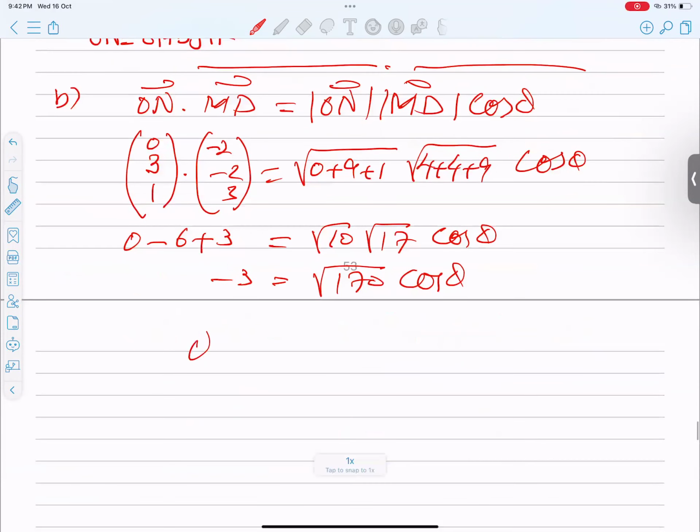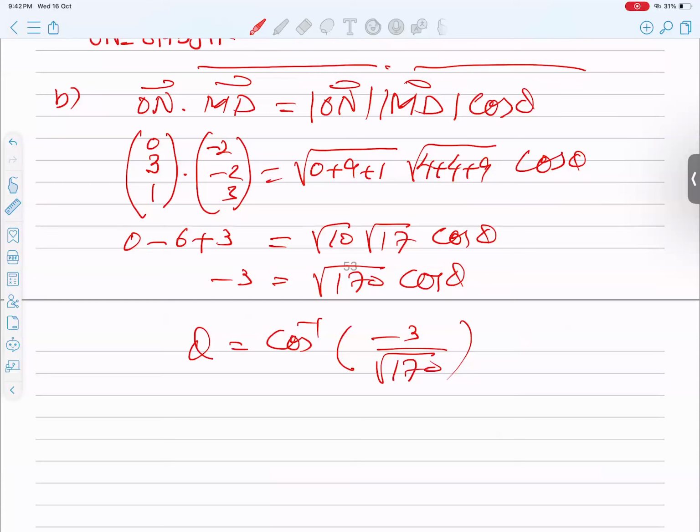Theta is equal to cos inverse. So this becomes -3 over root 170. When I take the cos inverse of -3 divided by root 170, the answer turns out to be 103.3 degrees, because we always write one decimal place. So I hope this concept is very, very clear.